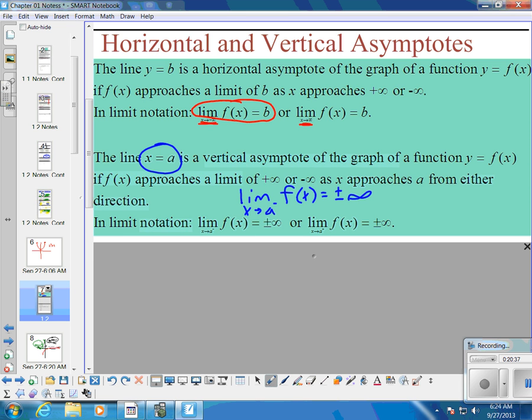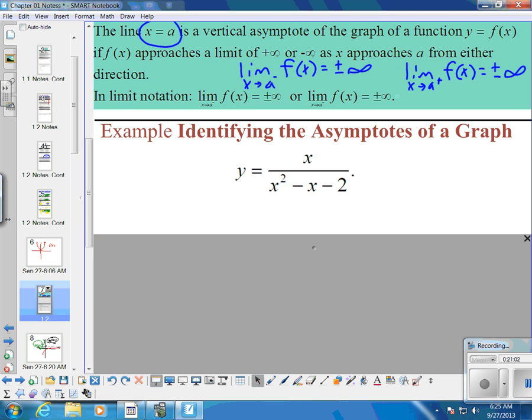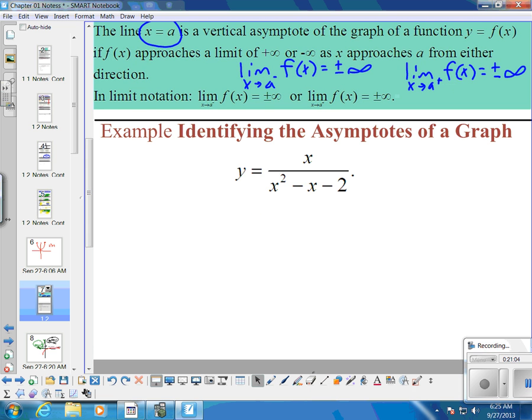And we do the same thing from the right. The limit as x approaches some value of a from the right, that's an addition sign, of f of x. If that equals plus or minus infinity, there's a vertical asymptote there. So there's a lot going on with this. I'll have more examples, but the key is to start getting that limit notation written and written correctly.